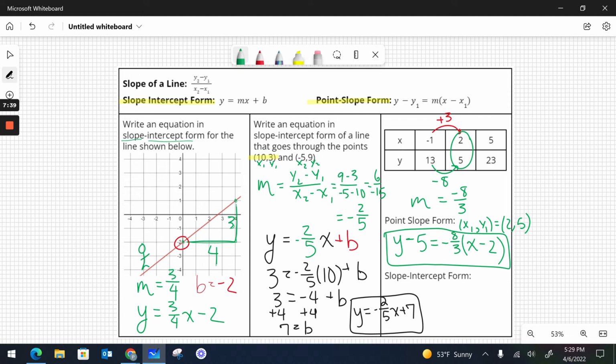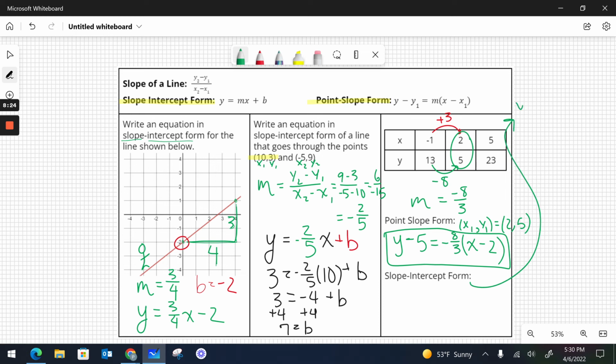Now, to get this line in slope-intercept form, I'm going to erase my previous work here so I can get more space. There's two different ways. I can use the method that I did in the previous example, right? I can set up a y equals mx plus b, plug in the slope, plug in an x, y value, and get the y-intercept that way. Another way is I can rearrange my point-slope form equation. I'm actually going to show the work for all of this over here on the right, just so you can see it more easily.